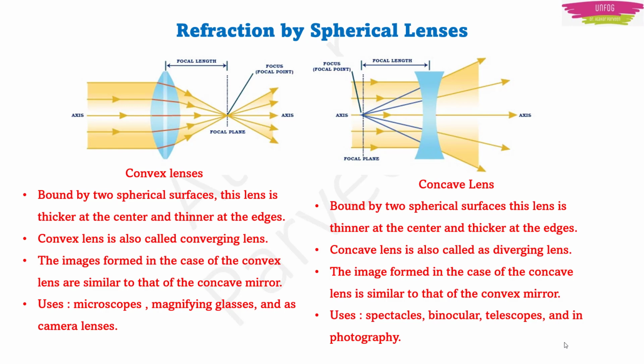In the same manner as the convex mirrors which we were talking about in the previous video, the concave lens diverges the light after refraction. This is made by two spherical surfaces bound together, and here in the center it is thin and at the edges it is thicker. Here the image formed, as I told earlier, is the same as that formed in the convex mirror, and this is used in spectacles, binoculars, telescopes and in photography.